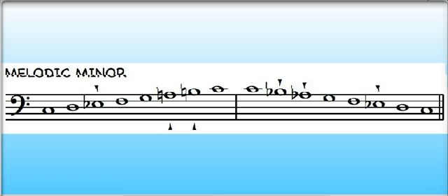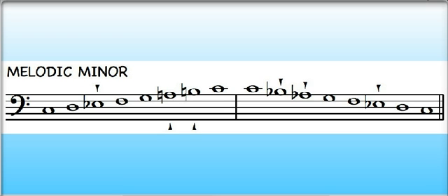And again, we could do this from other notes. Just for example, we'll look at this built on C, there's the ascending form of the melodic minor scale, and here's the descending form.